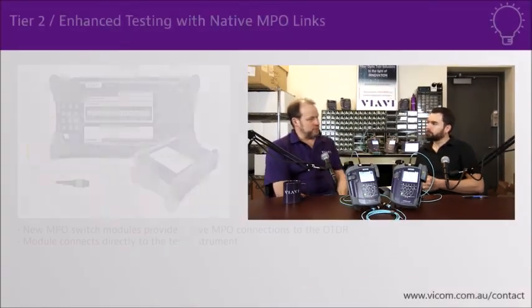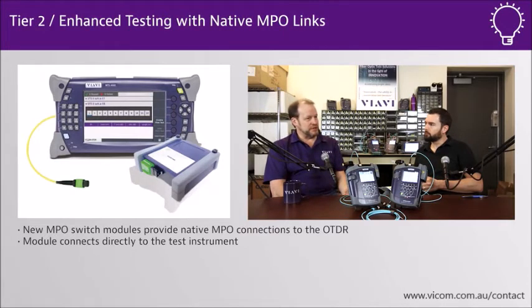Yeah. Now, you had briefly mentioned the Tier 2 or enhanced testing as well, finding out more information. Can you talk a little bit more about some of the new technologies with being able to test MPO individual lanes with an OTDR? So with our 4000 platform, we have a switch module for it, and so your OTDR is still a simplex connection, but the simplex connection goes to the switch, and the switch gives you that 12 fiber MPO out.